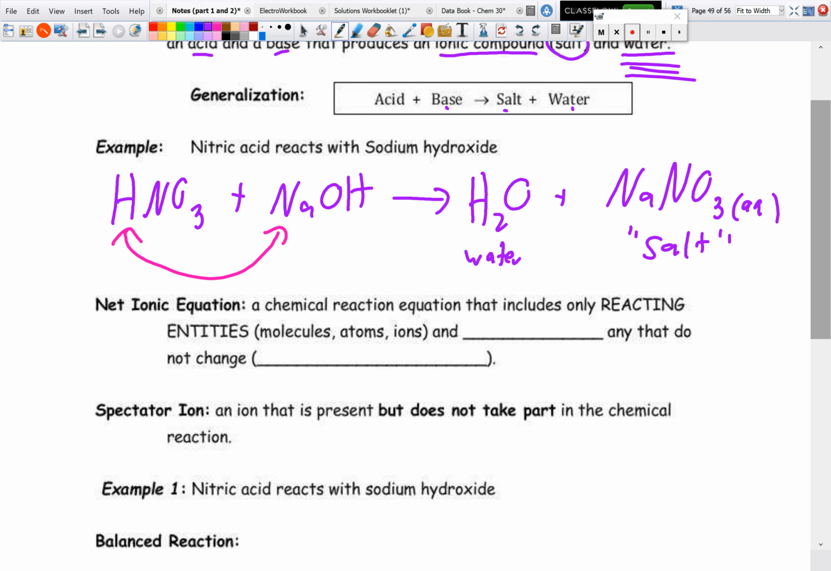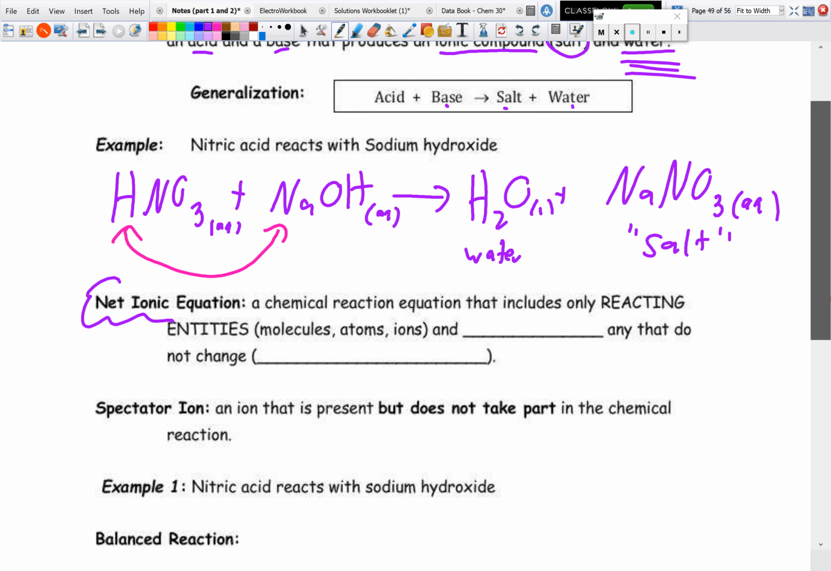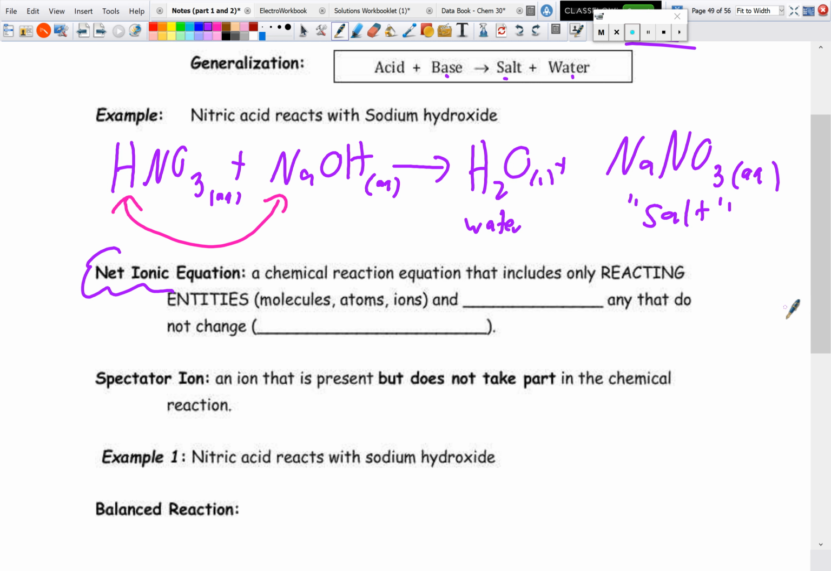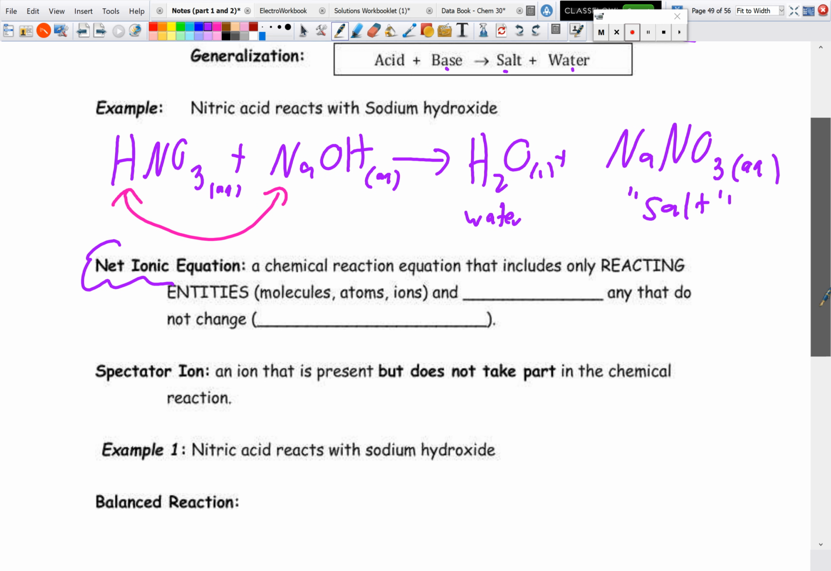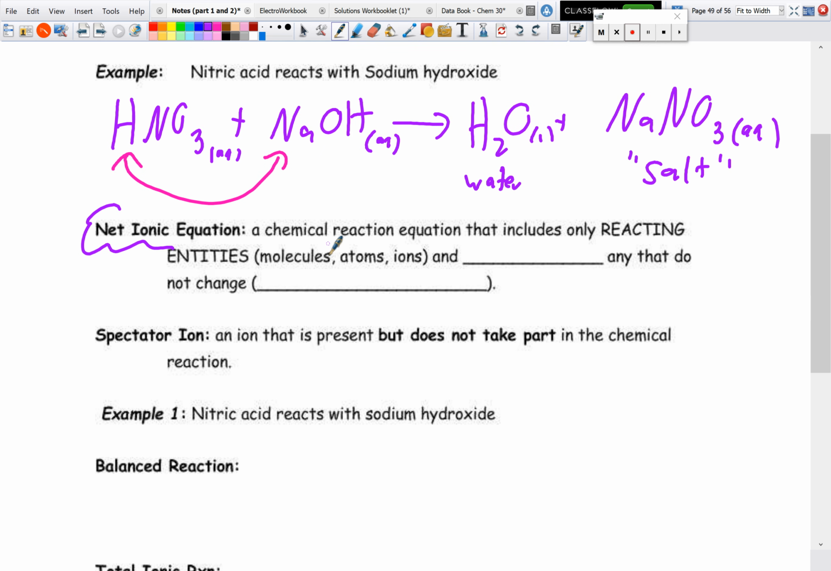Now, you will notice that everything in here is basically aqueous except for the water. So we will look at something called net ionic equations as well. We're going to dive more deeply into them when we get into our stoichiometry unit. But a net ionic equation is a chemical reaction that only includes the reacting entities and omits anything that does not change, and we call these spectator ions. So a spectator ion is present, but it does not take part in a chemical reaction.